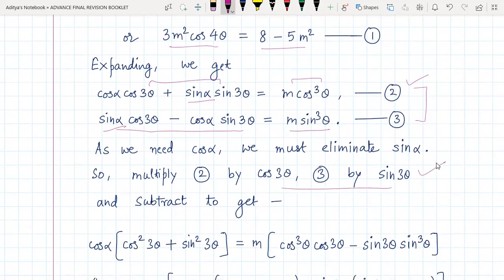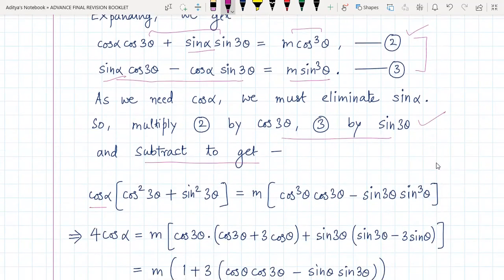This is a very easy method that we have followed, because if you multiply equation 2 by cos 3 theta and equation number 3 by sine 3 theta and then subtract, you will clearly get cos alpha coming out common. Look, sine alpha terms will already get cancelled, and inside of cos alpha, this expression will come: cos square 3 theta plus sine square 3 theta. Here on the right hand side, when we take m common, inside we'll be left with cos cube theta into cos 3 theta minus sine cube theta into sine 3 theta.